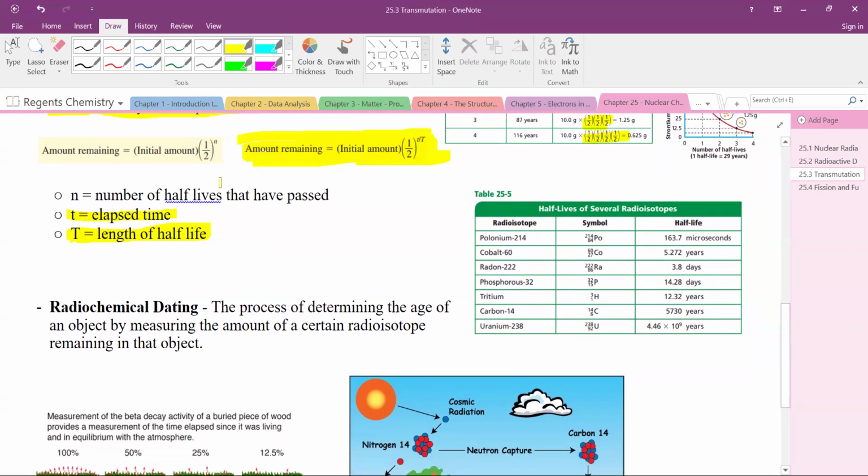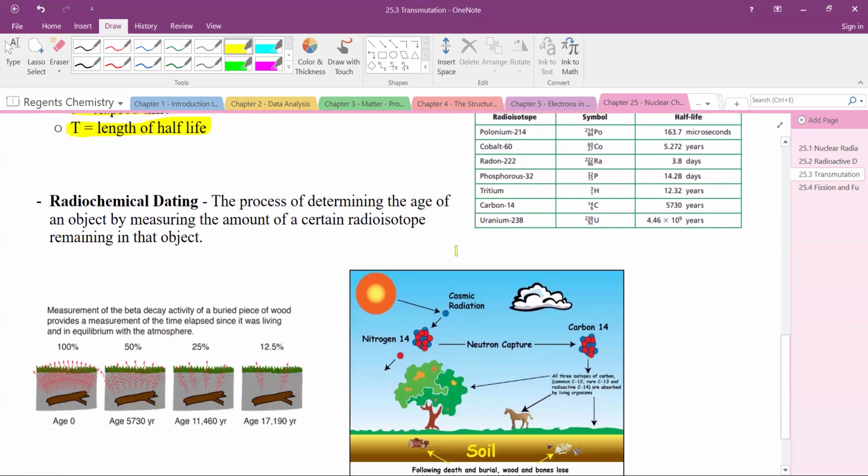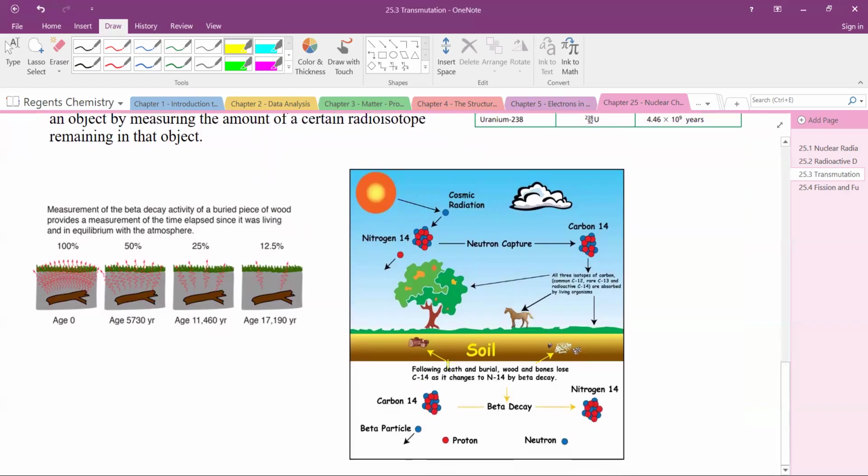So I also wanted to talk about radiochemical dating because there is a very important element called carbon-14. And carbon-14 actually has a half-life of about 5,730 years. And the cool thing about carbon-14 is that it's made by cosmic radiation in the atmosphere from nitrogen-14. Okay, so the nitrogen captures a neutron and undergoes some radioactive decay to form carbon-14, which is fairly rare in the atmosphere, but it can be absorbed by organisms, and it is decaying over time. 5,730 years is its half-life.